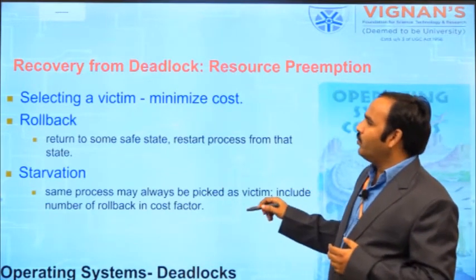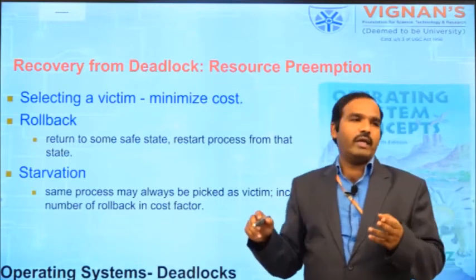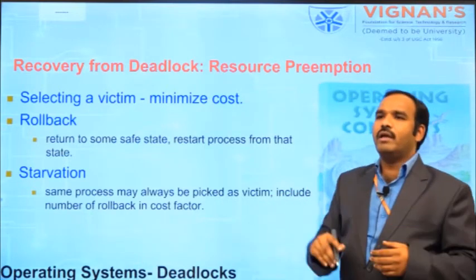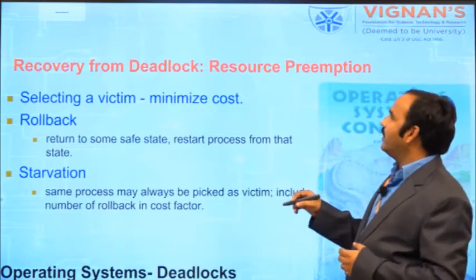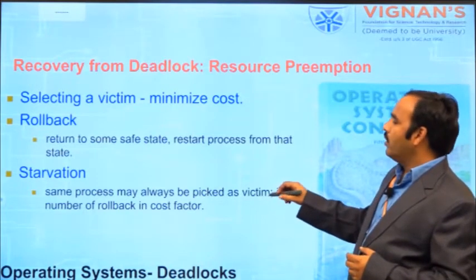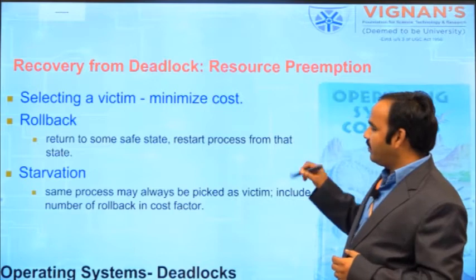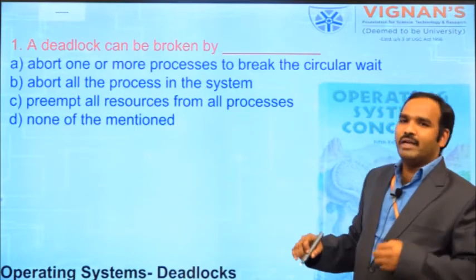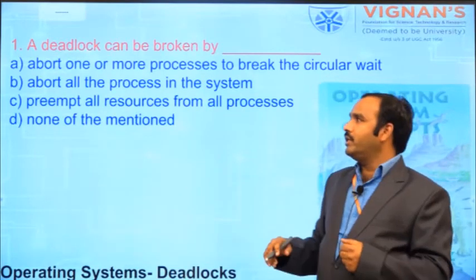Finally, what we understood here is that we have explained two issues: abort processes and resource preemption, to recover from the deadlock. Let me check whether you understood the issues or not.